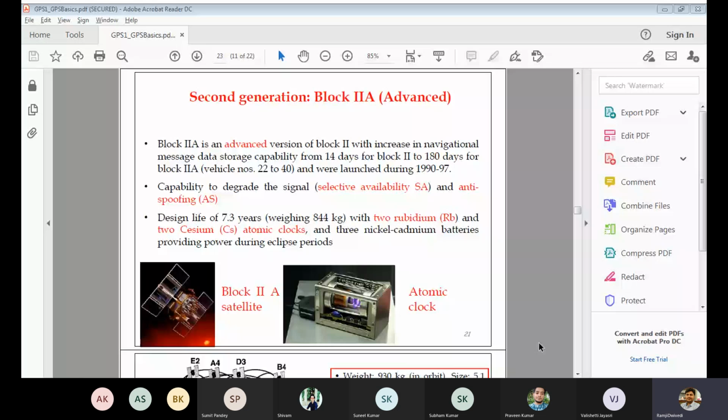It has two cesium and two rubidium clocks. It is launched by a Delta rocket. The manufacturer is Rockwell International, the altitude is 20,183 kilometers, and the orbital period is 12 hours. So this is the general description. Just take a look. I'm dropping it to your side. Just look at the slide. Try to identify certain parameters and revert back in case you have any queries.